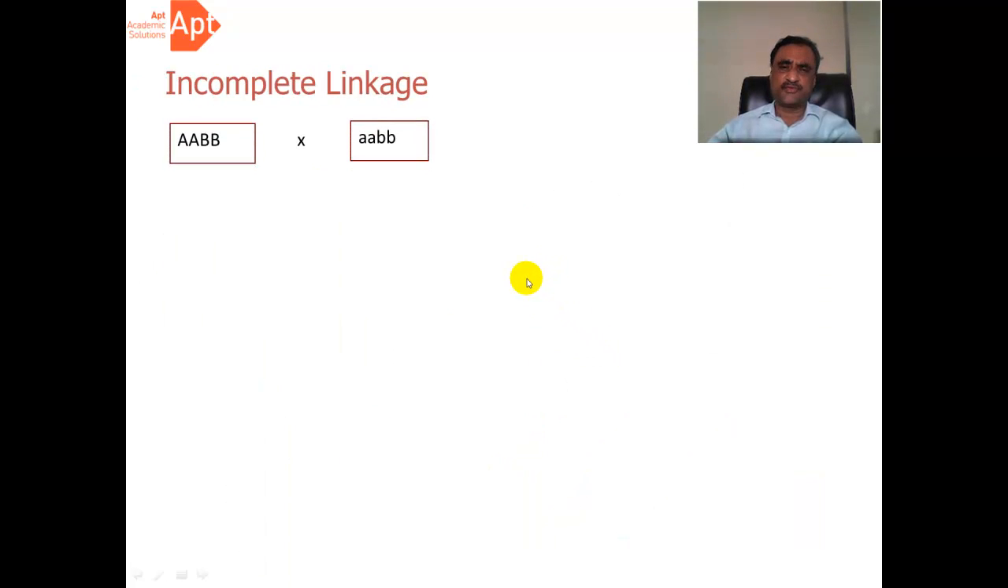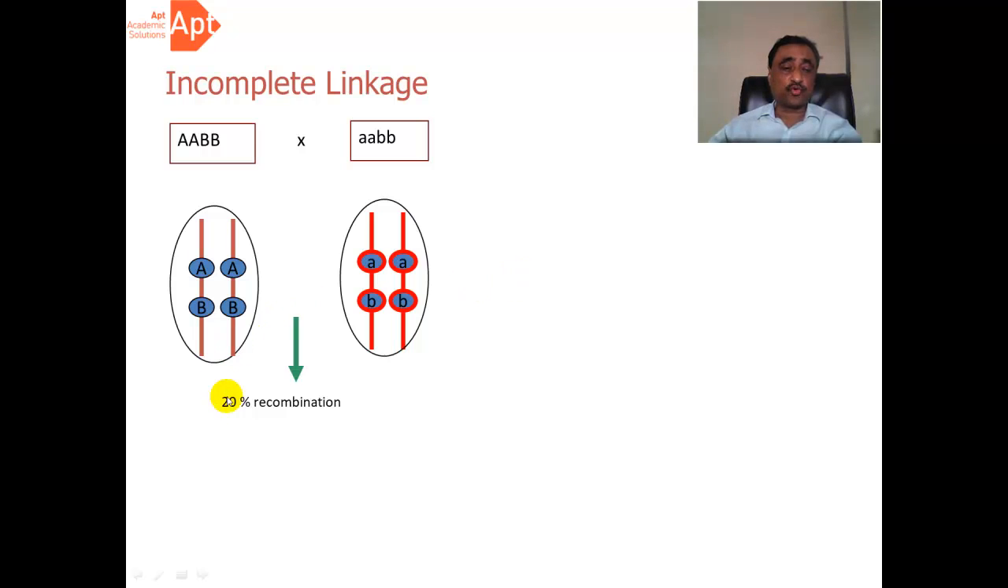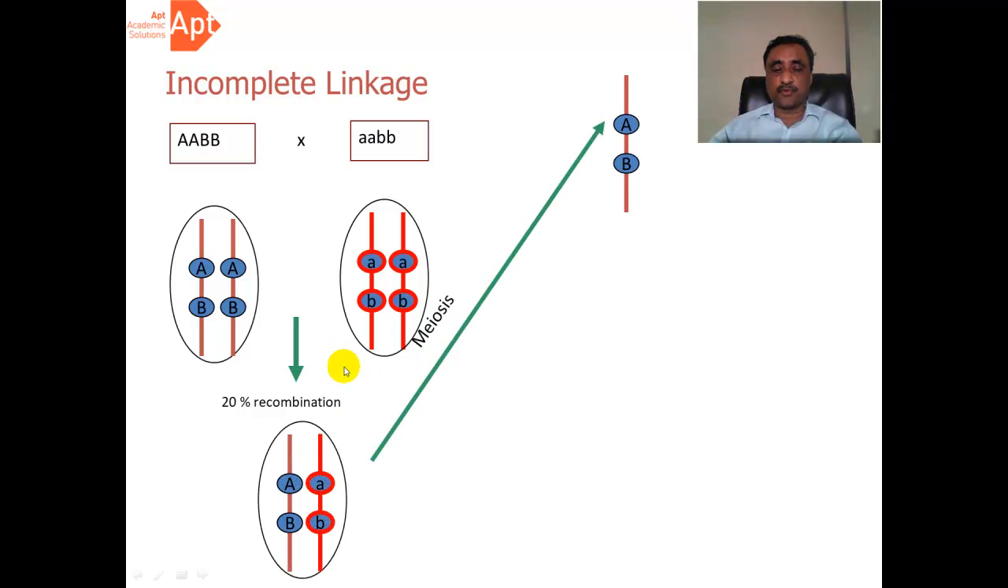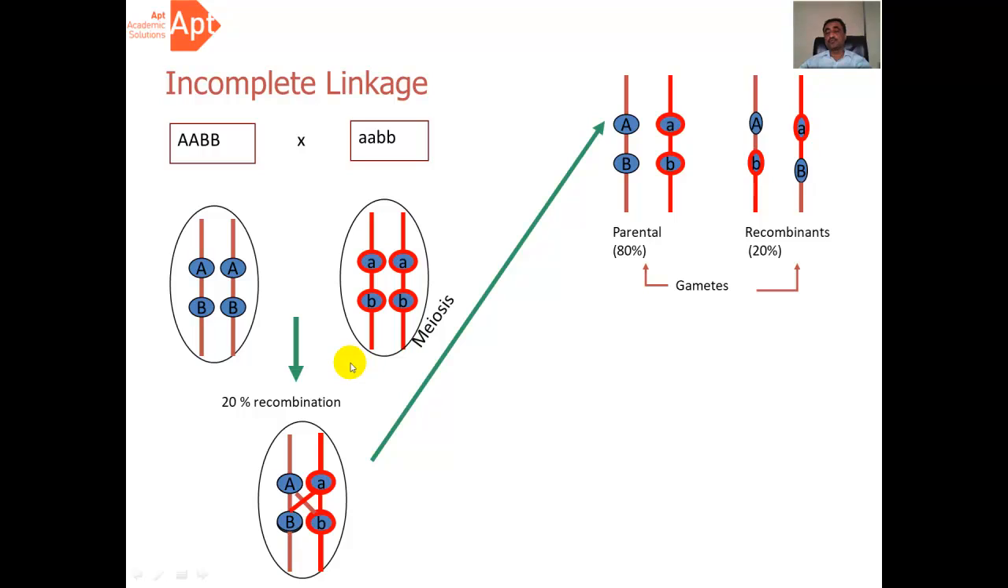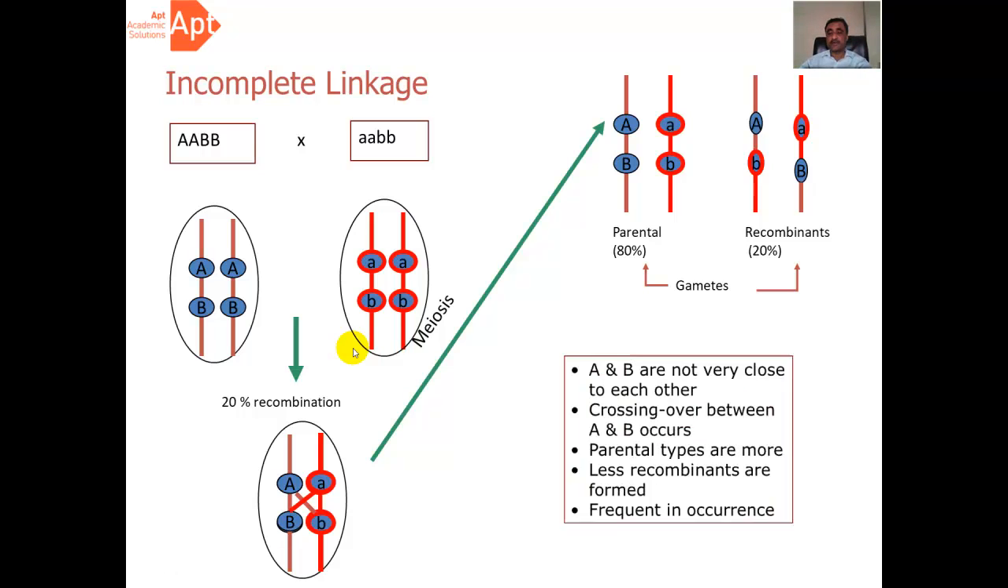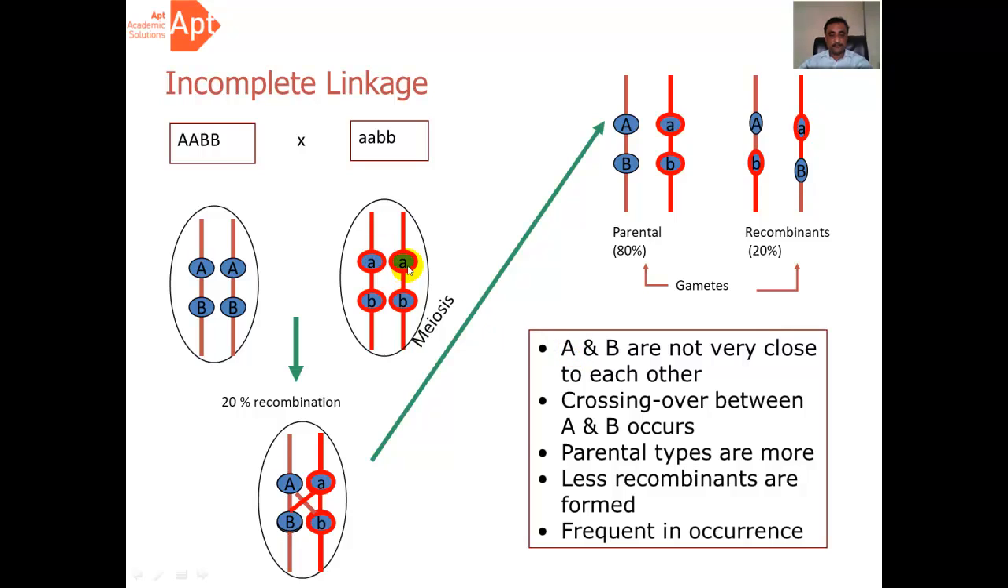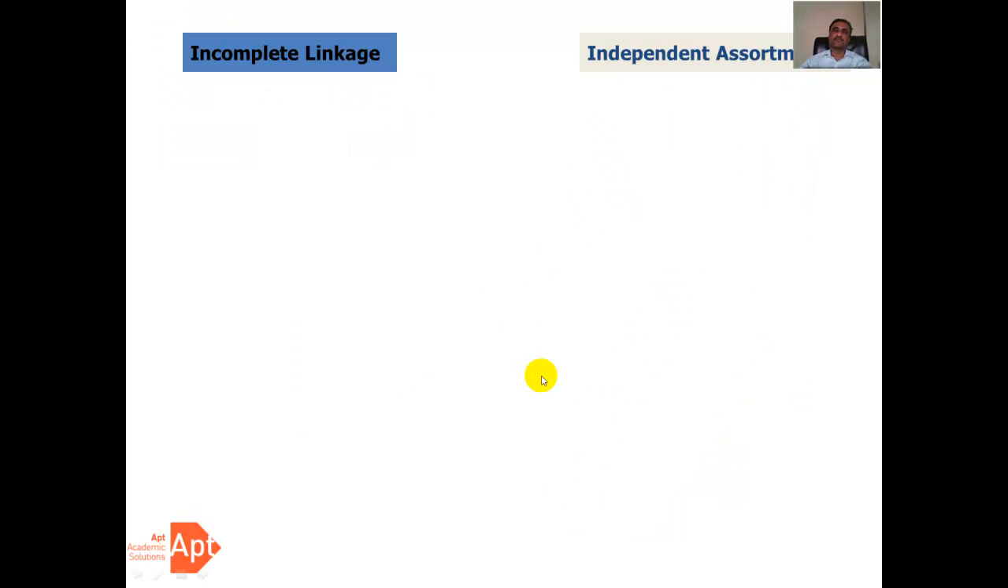Similarly, if I talk about incomplete linkage, suppose there is 20% recombination. There are a few cases of recombinants, so four types of gametes will be formed: capital A capital B, capital A small b, small a capital B, and small a small b. Out of these four, two are the parental ones and two are the recombinant ones. Since there is only 20% recombinants, there are more parental combinations. So A and B are not very close to each other. Crossing over does occur, but there is a failure of law of independent assortment, so fewer recombinants and more parental forms are formed.